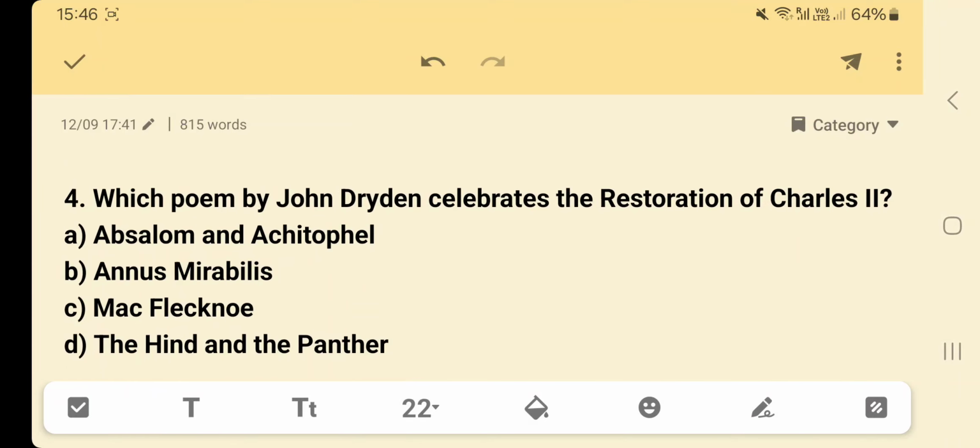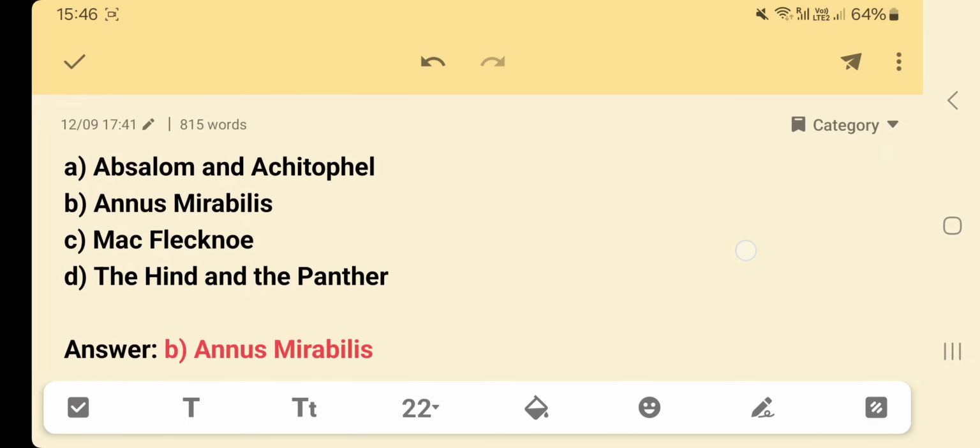Which poem by John Dryden celebrates the restoration of Charles II? Option A, Absalom and Achitophel. Option B, Annus Mirabilis. Option C, Mac Flecknoe. Option D, The Hind and the Panther. Answer: option B, Annus Mirabilis.